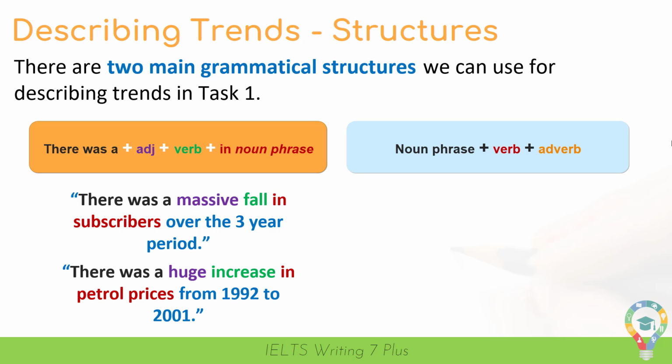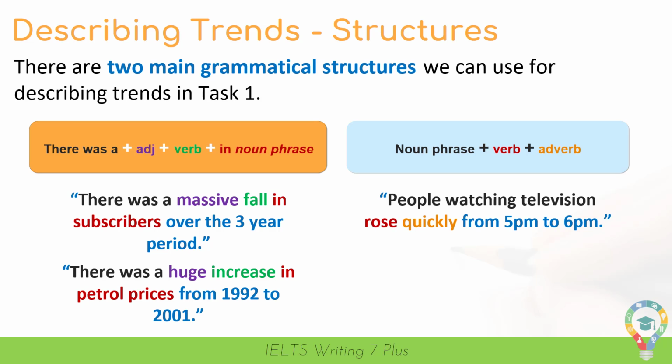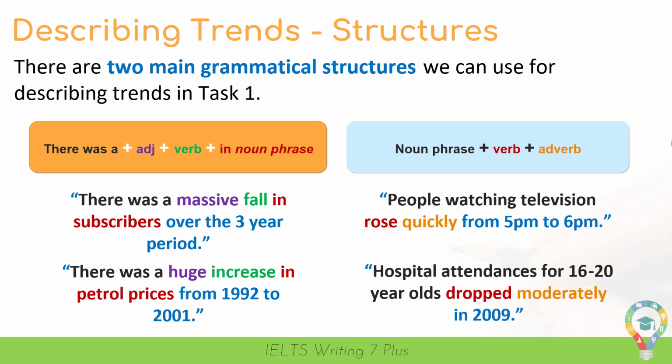The second structure is a noun phrase plus verb plus adverb. So let's see an example. People watching television rose quickly from 5 p.m. to 6 p.m. And here, hospital attendances for 16 to 20 year olds dropped moderately in 2009. So that's another way that we can describe trends and increases and decreases. So those are two structures that you should really practice using.